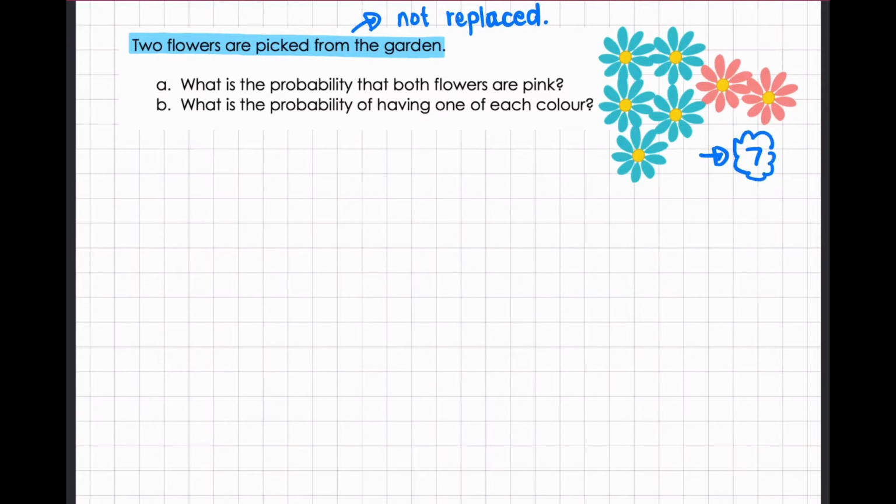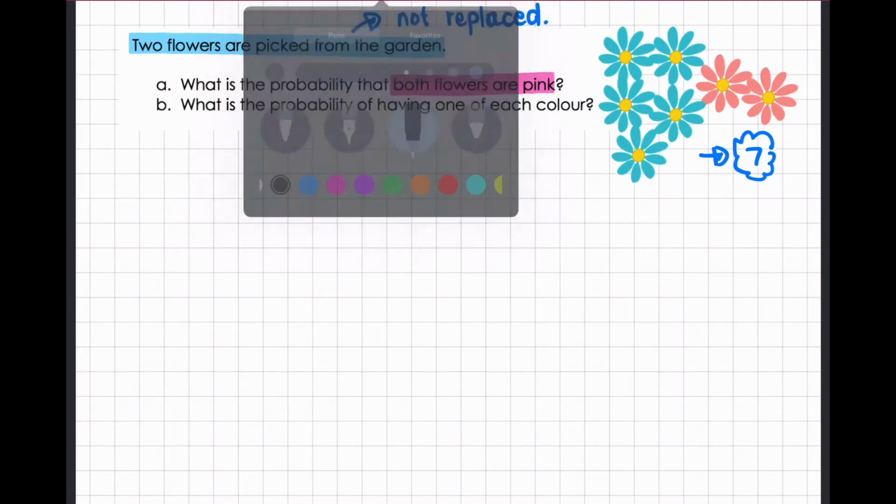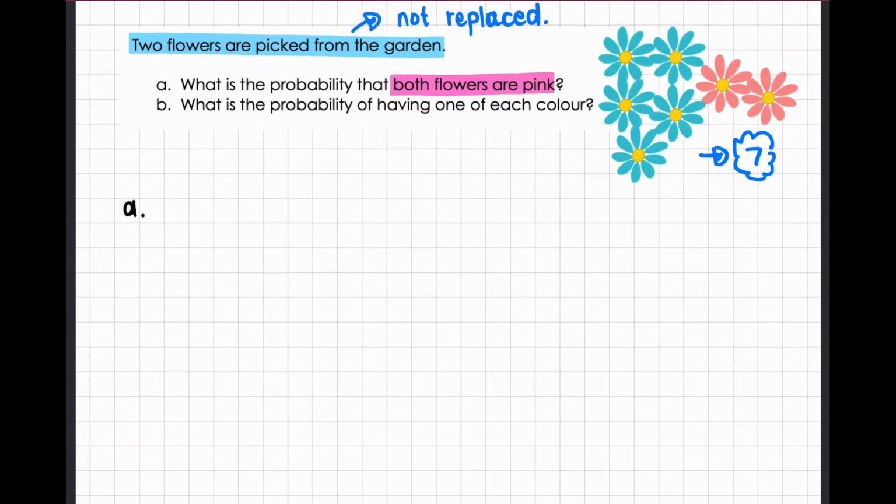However, do you agree that once I pick one of the flowers from 7, I only have 6 flowers remaining? So if I were to pick a pink flower, I would only have 1 more pink flower, but I'd have 5 blue flowers, which would still give me only 6 flowers left. If I were to pick a blue flower, I only have 6 flowers left to choose from, etc. So the first question says, what is the probability that both flowers are pink? In order to answer this question, I'm going to draw a tree diagram.